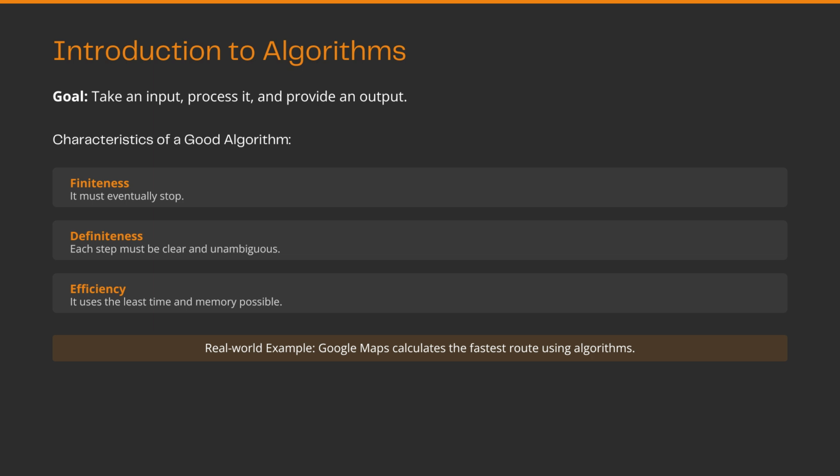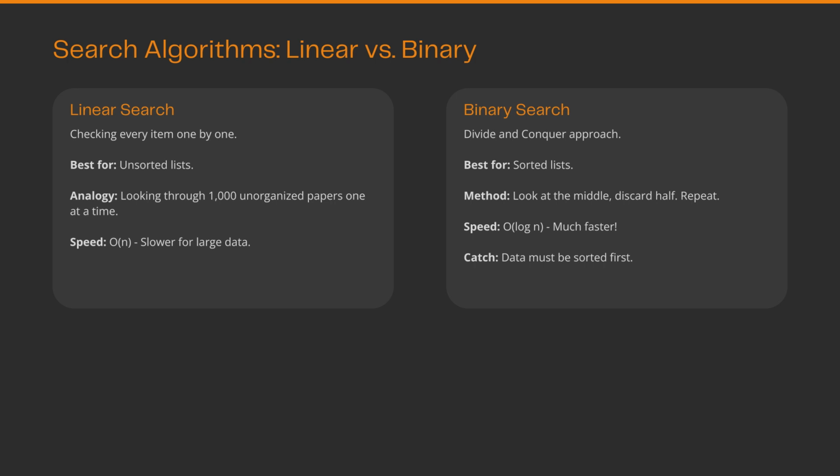We measure algorithms by how fast they work and how much memory they take up. As a BSIT student, your goal isn't just to make the code work. It's to make it work well. Let's look at one of the most common tasks an algorithm performs. Searching. Suppose I ask you to find a specific name in a pile of 1,000 unorganized papers. You have to look at the first, then the second, then the third. That is linear search. It's slow, but it works when there's no order.